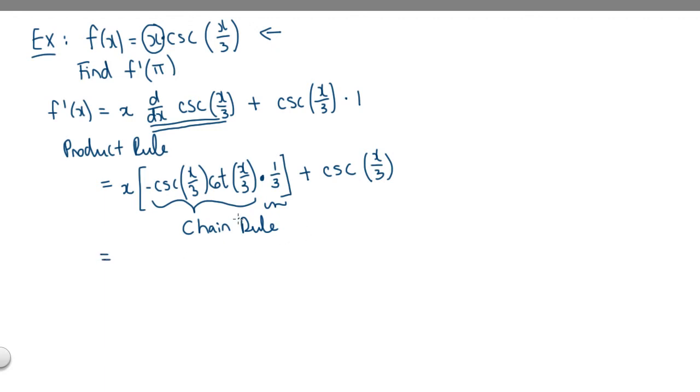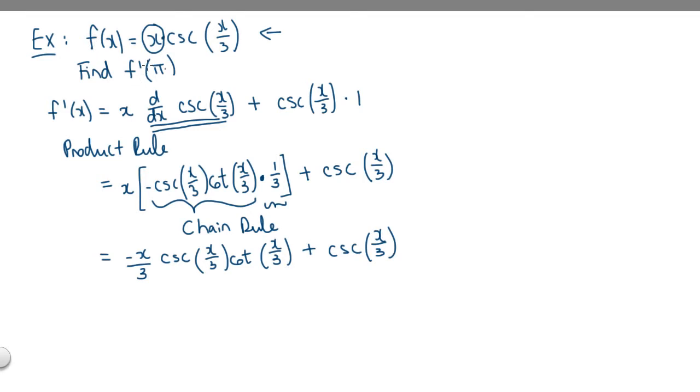So we can organize our work a little bit. In our first term, everything here is being multiplied together. So we could write it as minus x over 3 if we bring the -1 and the 1/3 to the front. And that's multiplied by cosecant of x over 3 times cotangent of x over 3, and then plus cosecant of x over 3. All right, so that now looks relatively simplified.